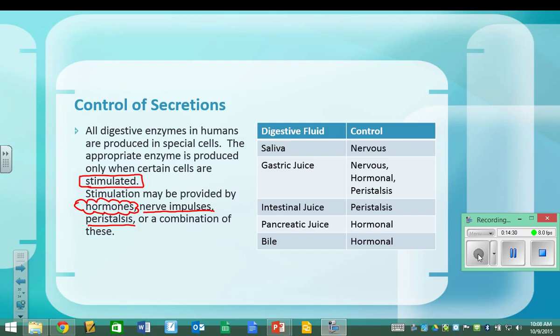For your saliva, it is really your nervous system. Your thoughts, sights, smells. Your saliva is produced by what is going on in your brain. If you see food, if you think about food, if you smell food, saliva starts being produced.